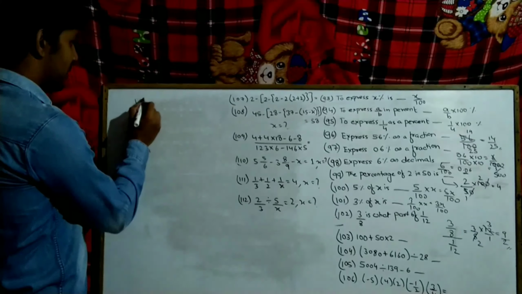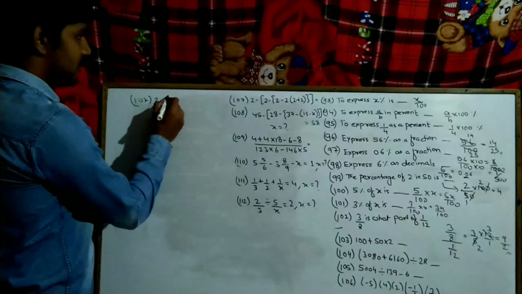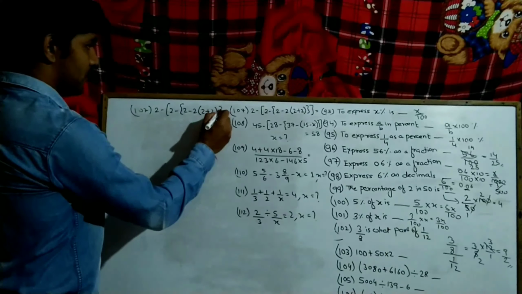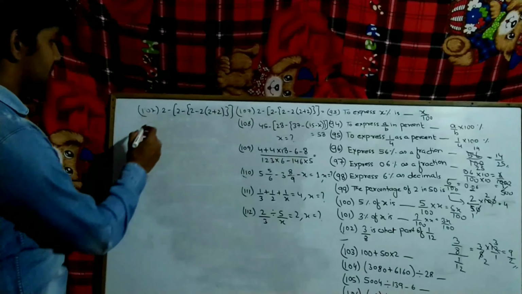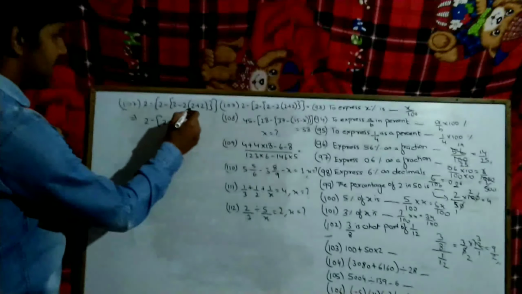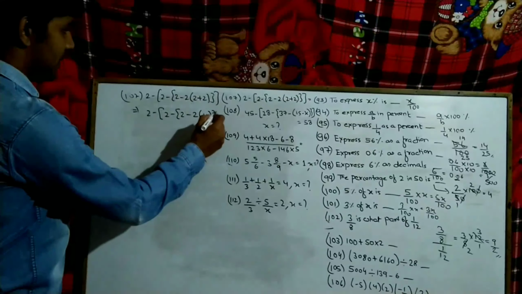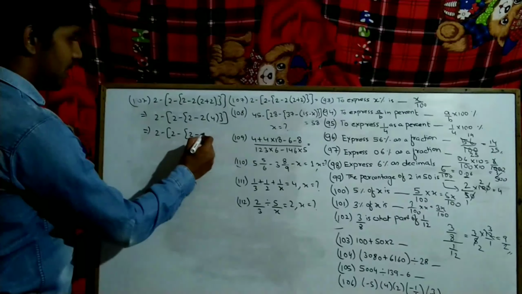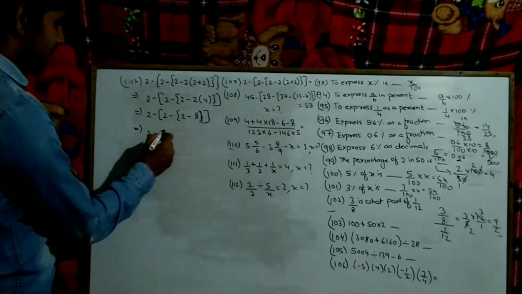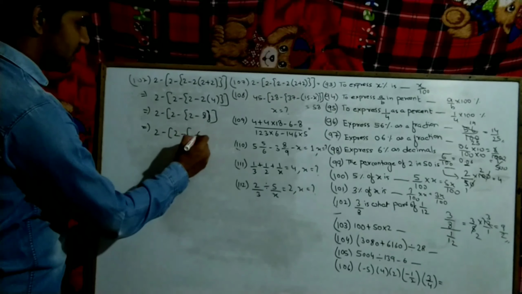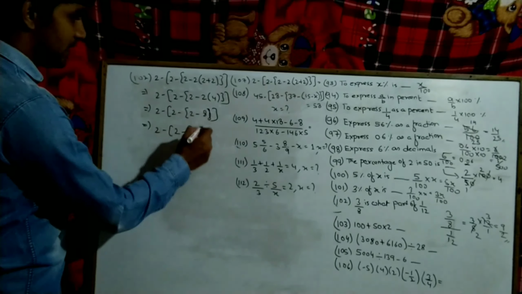So the 107 problem: 2 minus bracket 2 minus 2, 2 plus 2 bracket. We have to find the value here. So 2 minus, first you have to solve the inner brackets. 2 plus 2 is 4. Now 2 minus 2 into 4, that is 8. So it comes like this. Now 2 minus 2 minus 8, so 6. A minus sign will come because 8 is a bigger number than 2.